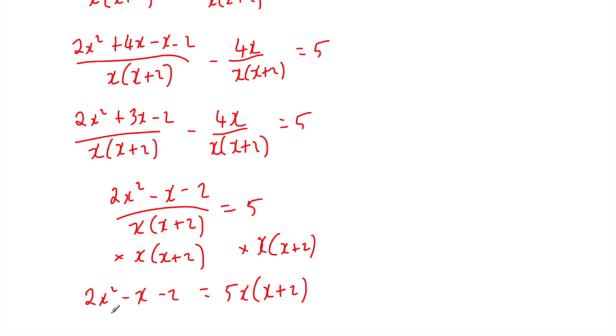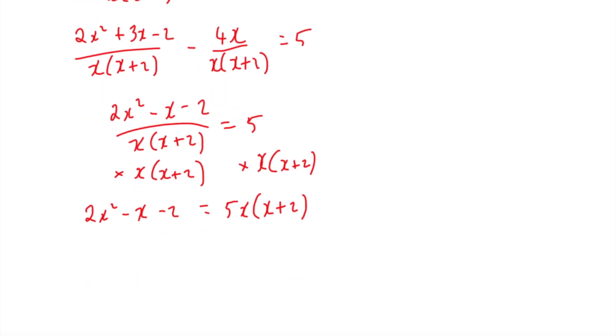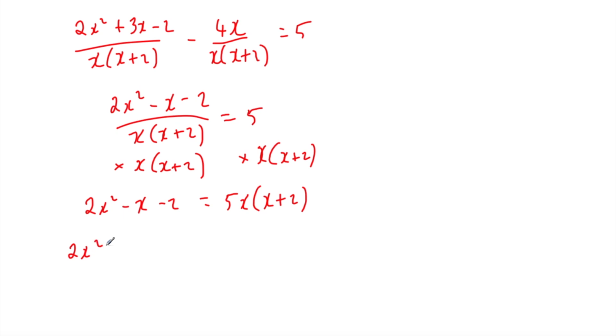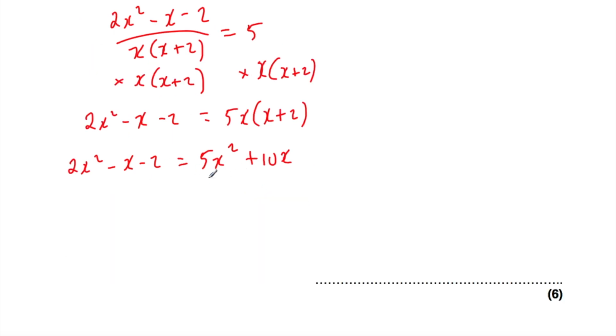Okay, now let's expand our brackets. I'm just going to scroll down a little bit here. So we're going to have 2x squared minus x minus 2 equals 5x times x is 5x squared, and 5x times 2 would be plus 10x. Okay, so now we've got our quadratic equation.